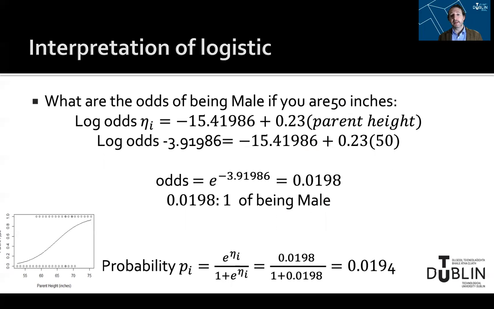What are the odds of being male if you're 50 inches? Probably low. Log odds are minus 3.91986. E to the minus 3.91986 gives you 0.0198. So the likelihood of being male is less than 2%. Now, I should say here, if the log odds are 0, that means you're at the 50-50 mark as well.